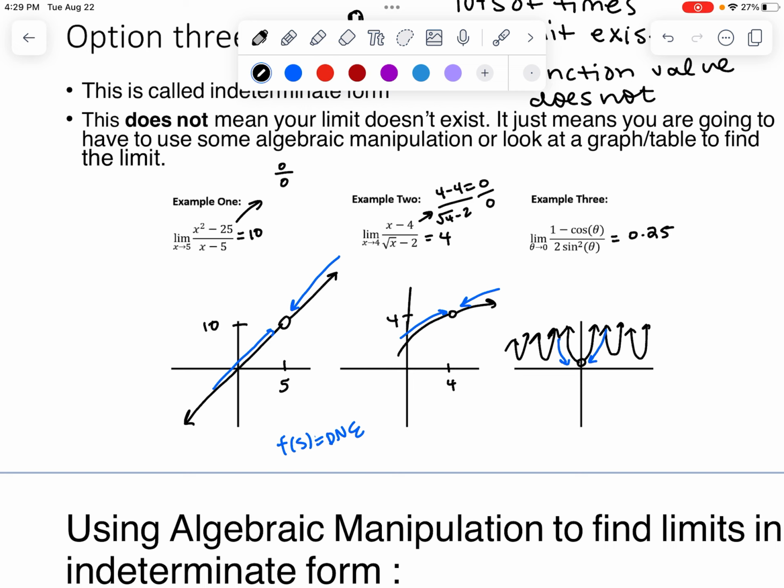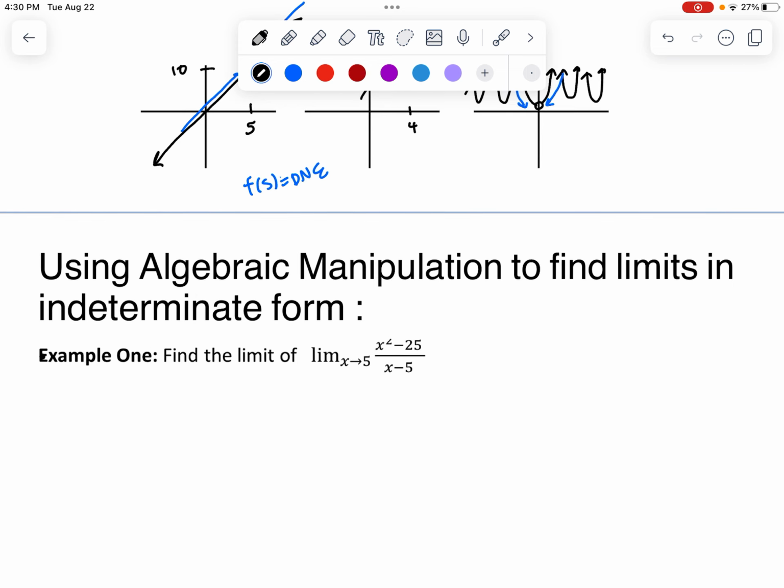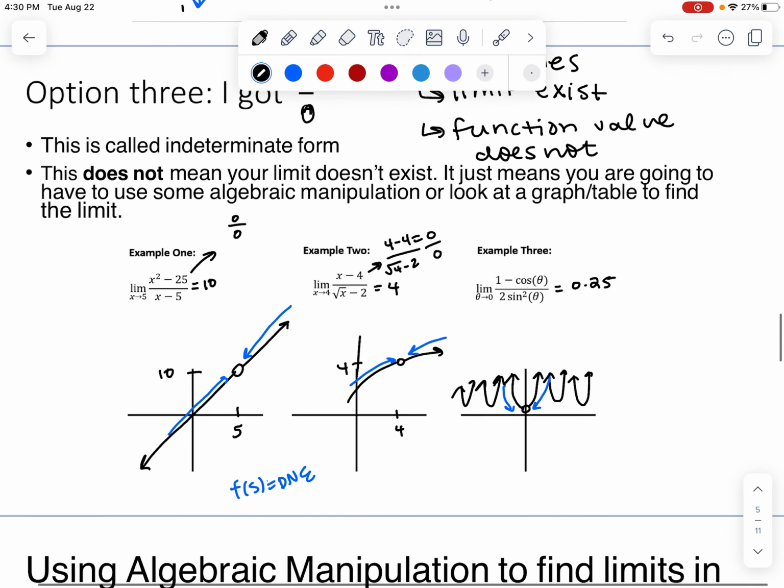So now we're going to go on to some practice problems with indeterminate form, because this is the form that we're going to need to practice the most. There's a lot of strategies here. So, using algebraic manipulation to find limits in indeterminate form. Here's our first example. It's the one that we just looked at. So we already know it goes to 0/0, because it's example 1 on that last page.